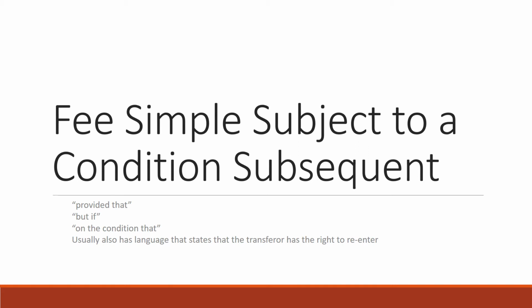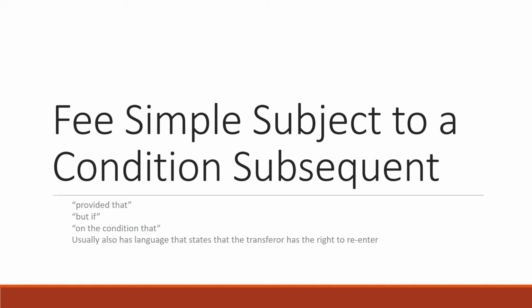So if we state it a little bit differently, the transferor can terminate if he chooses when a certain condition or event occurs. Now that right to terminate the preceding estate based on the happening of a condition is called the right of entry. Some also call it the right of reentry, but we'll use right of entry in this class.